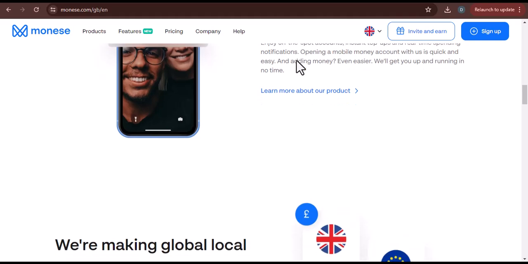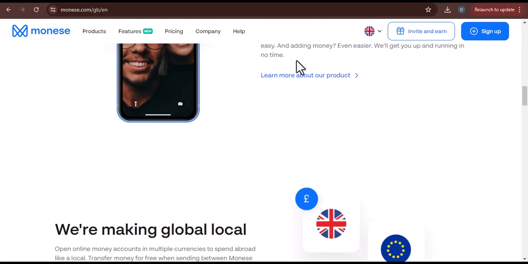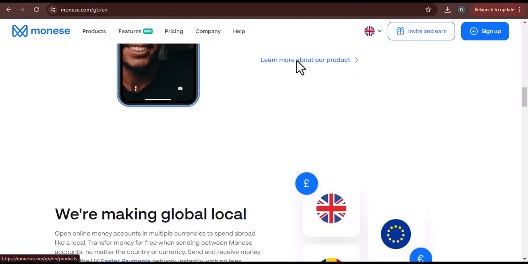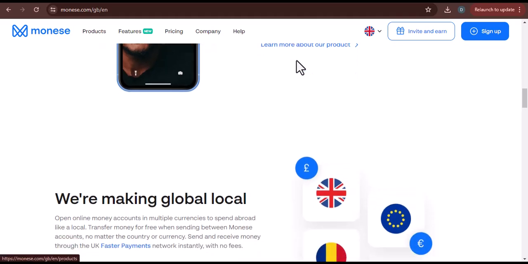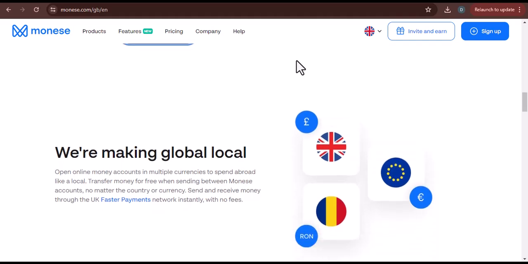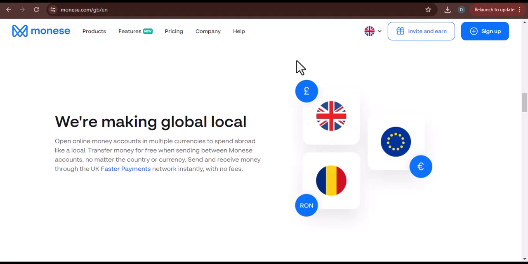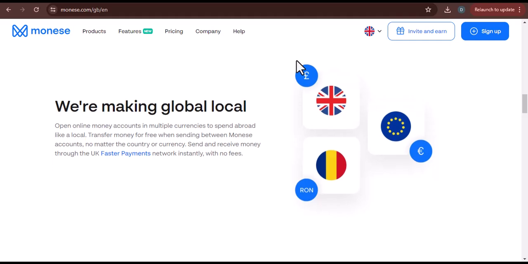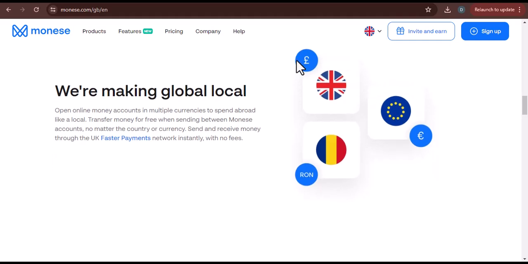In addition to the exchange rate, there are a few other things to keep in mind when using Monese. Monese is not available in all countries. Monese charges a monthly fee of £5.99. Monese has a limit on how much money you can send or receive in a day.